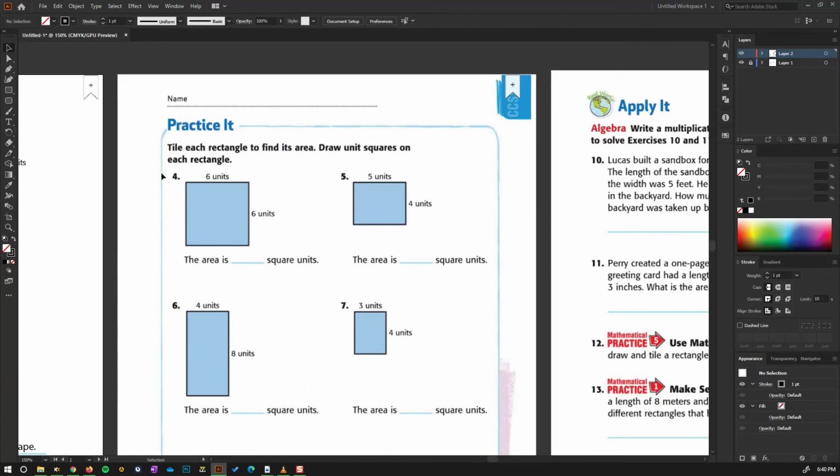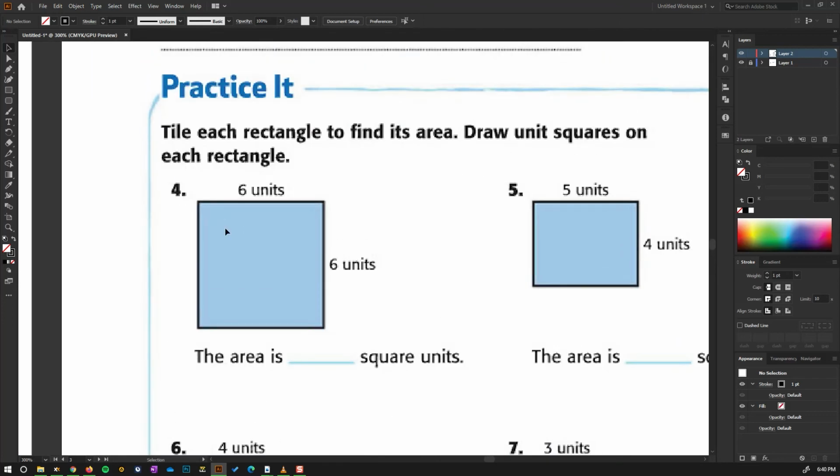Alright, practice it. Number 4. Well, tile each rectangle to find its area. Draw unit squares on each rectangle. Okay, we're going to tile them. And we know that this ends up giving us an array. Later we will be skipping this and just going straight to the multiplication. But for now, we're going to draw it out and then count.